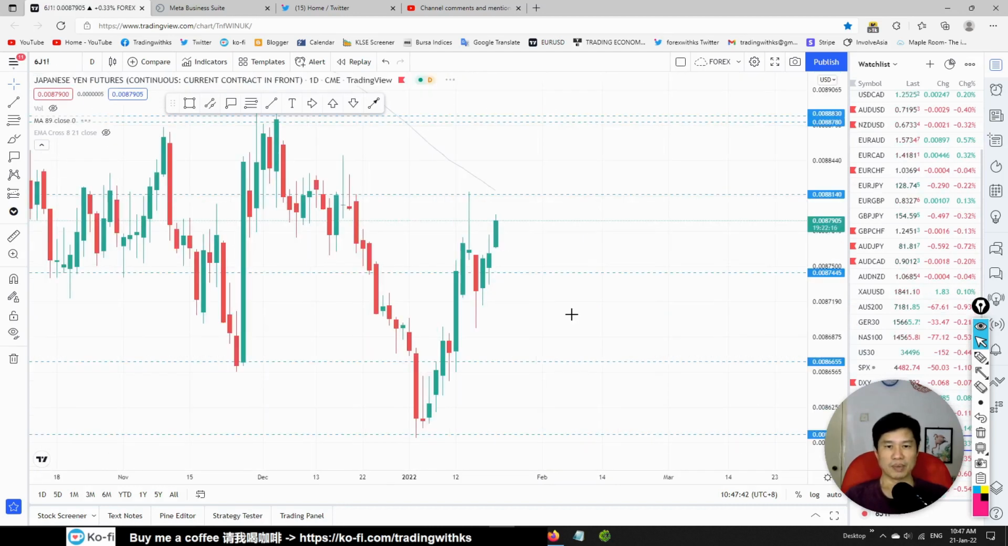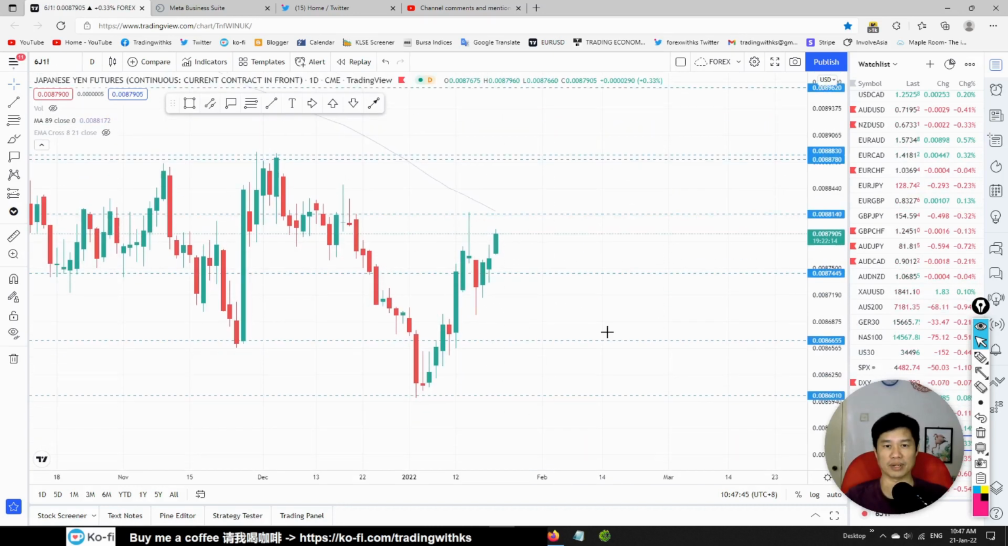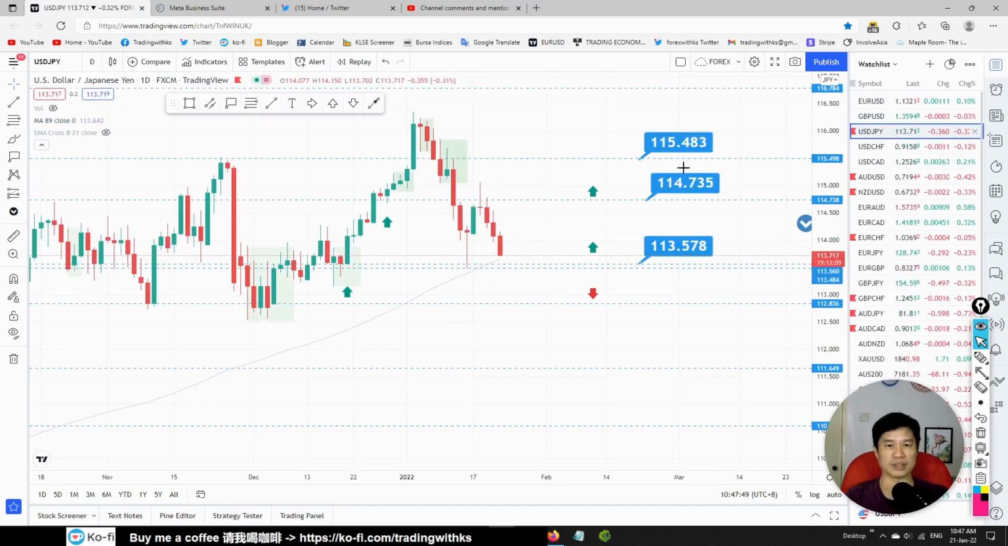Okay, JPY by itself is pushing up very strong. So JPY is strong, and USD and JPY are both quite strong. That's why you see a turnover here.